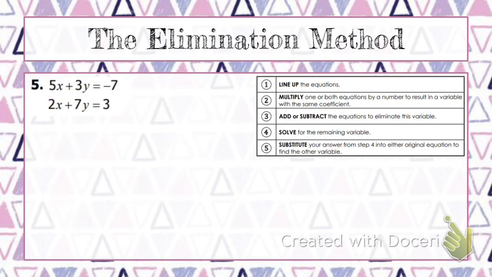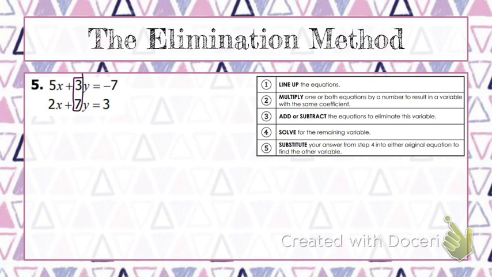Problem number 5 is similar to the last couple that we've done, but if you notice, this time neither variable has coefficients that are easily converted to one another. So what we can do is find the least common multiple, or the smallest number that both coefficients go into evenly.